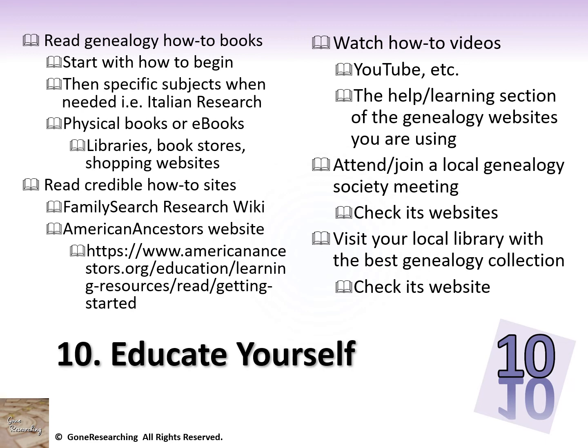Attend or join a local genealogy society meeting. Check out its website. It may have resources that you can utilize. Visit your local library. Find out which library in your location has the best genealogy collection. Often, even if you don't have ancestors in the location where you live, the library with the best genealogy collection in the area usually has resources for genealogy no matter where your ancestors are from. And check its website out.